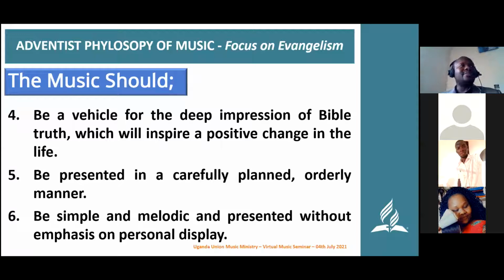With the world that is full of negativity, a lot of challenges here and there, people need to have a good message that will be able to give them hope to carry on, because there is a comforter and a carer above all. Then the other point is the music should be presented in a carefully planned and orderly manner.